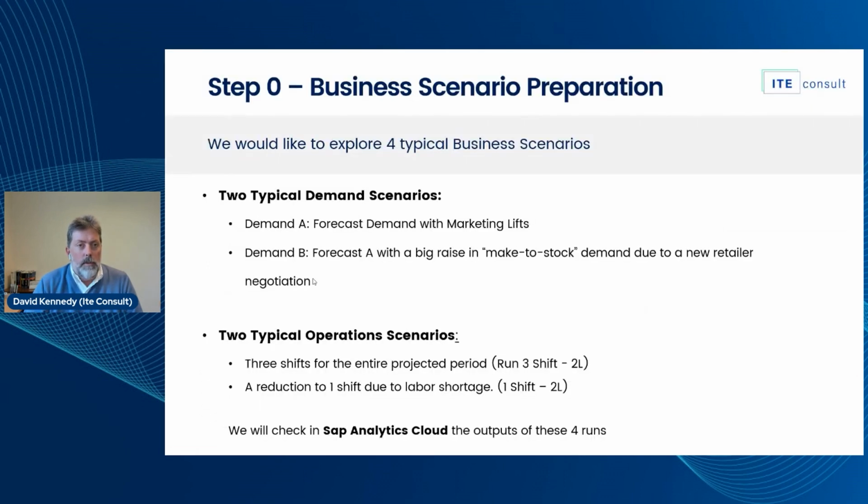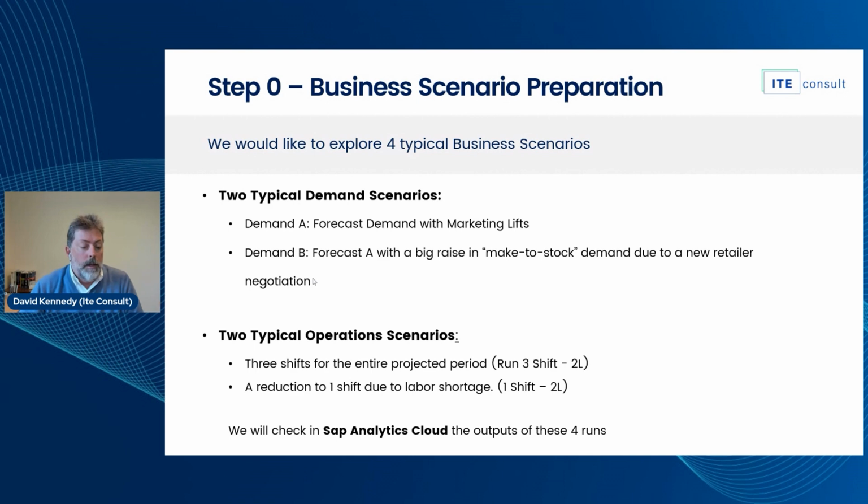So we wanted to look at a few typical scenarios that they run. As I said, they have two. Usually, you have at least two demand forecasts. One is just having the marketing lifts, and the other one is a version where they have a bigger raise in the make to stock market, because they're constantly negotiating with new retailers. But because of the size of those retailers, and the time it takes to build up the inventory for a new retailer, they need to start looking into that months before, even before they close an agreement. They need to know they're going to be capable to create the inventory build up for that retailer. So that is something they are always looking into as a possible scenario.